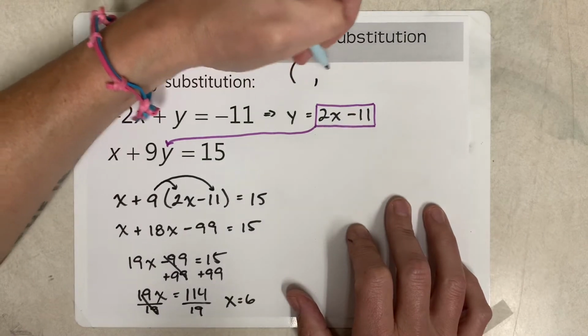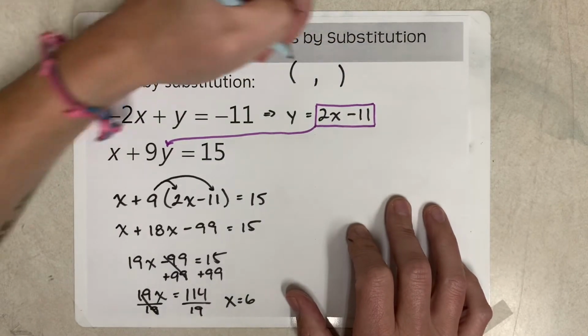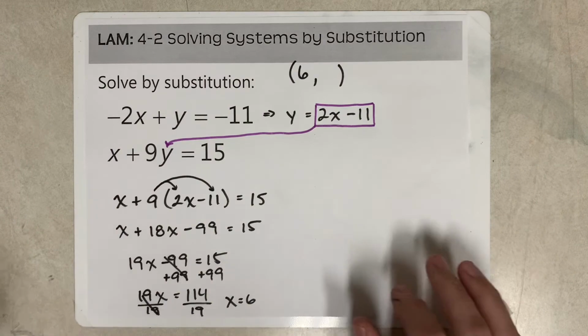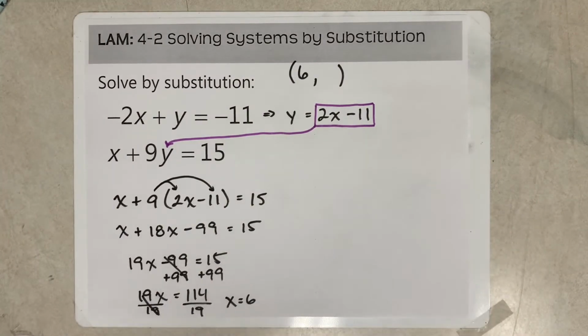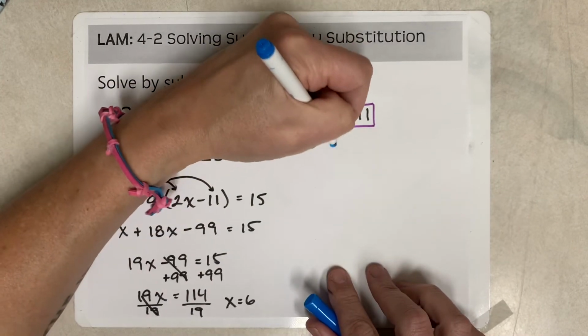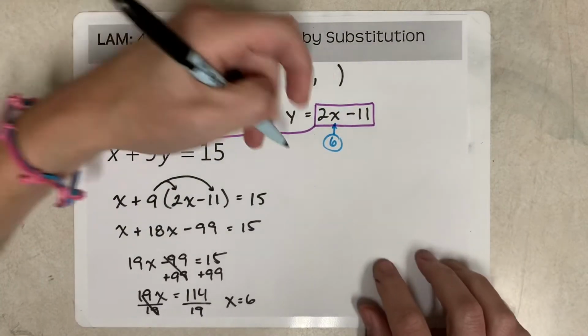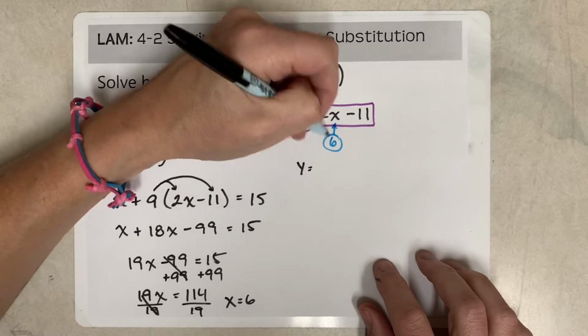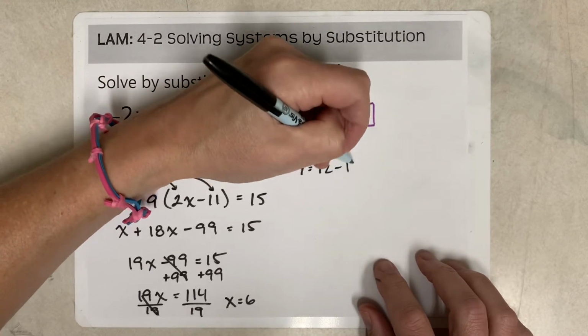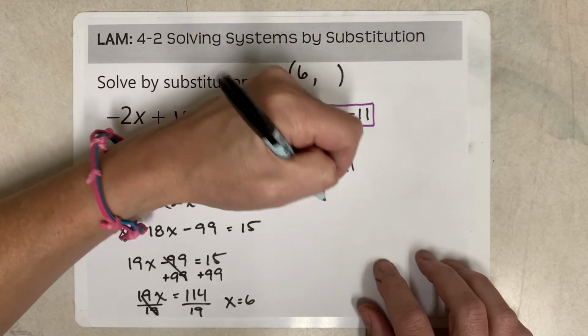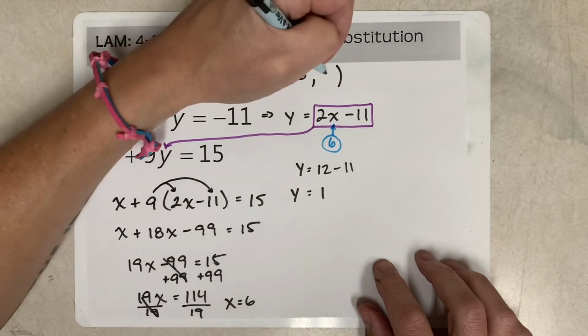So here's our ordered pair. We now know that x is 6. So now what do we do? We take that 6 and we plug it back in up there for the x to get our y value. So y is equal to 6 times 2 is 12. 12 minus 11 is 1. So y is 1.